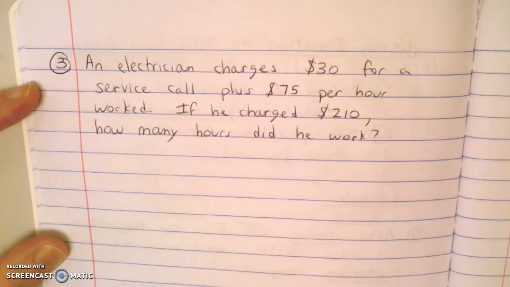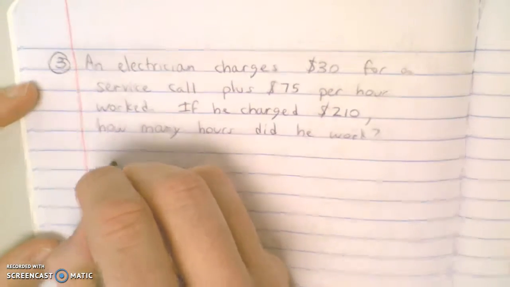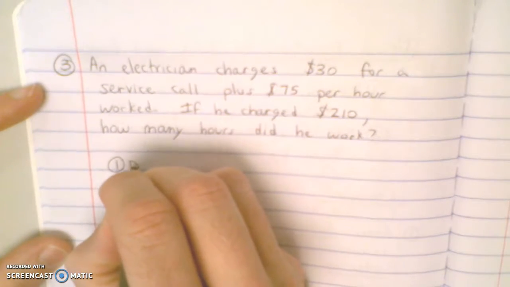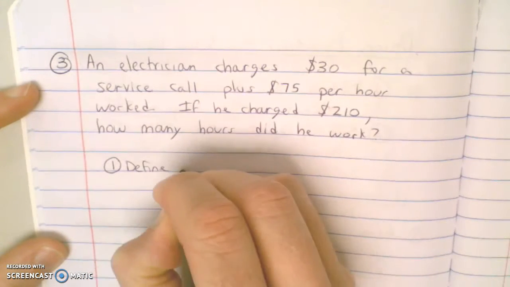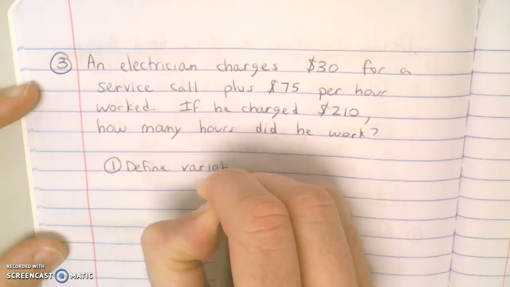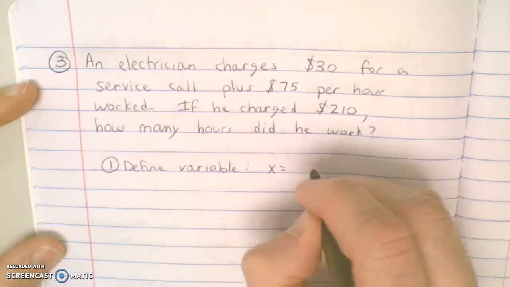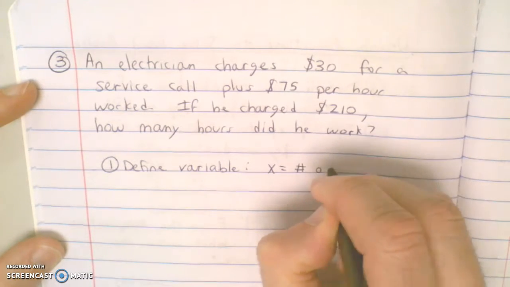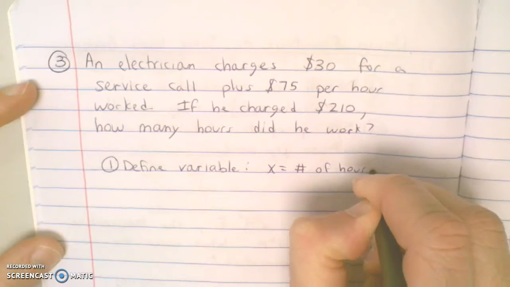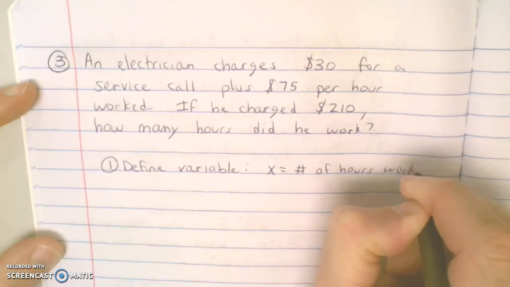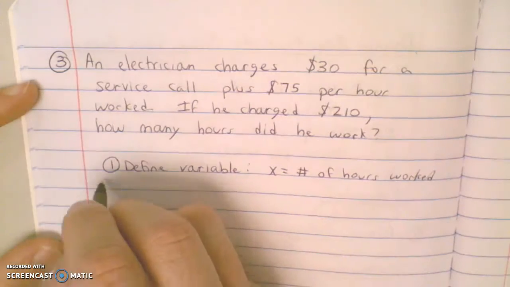So an electrician charges $30 for a service call plus $75 per hour worked. If he charged $210, how many hours did he work? So we're going to define our variable. Remember, your variable is always what you're looking for. So in this case, X equals the number of hours worked. And then we're going to set up and solve.